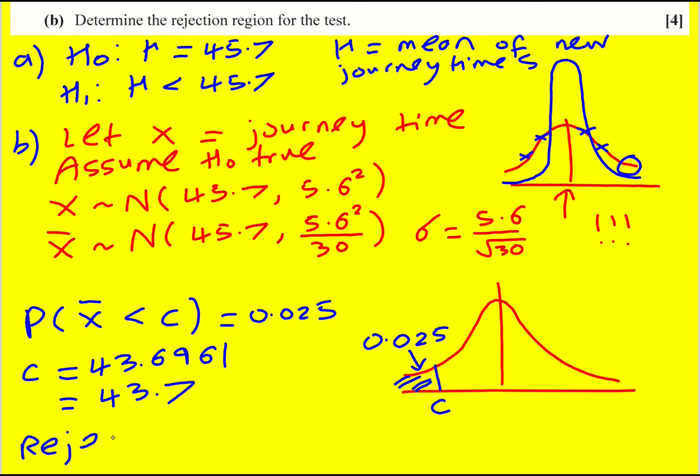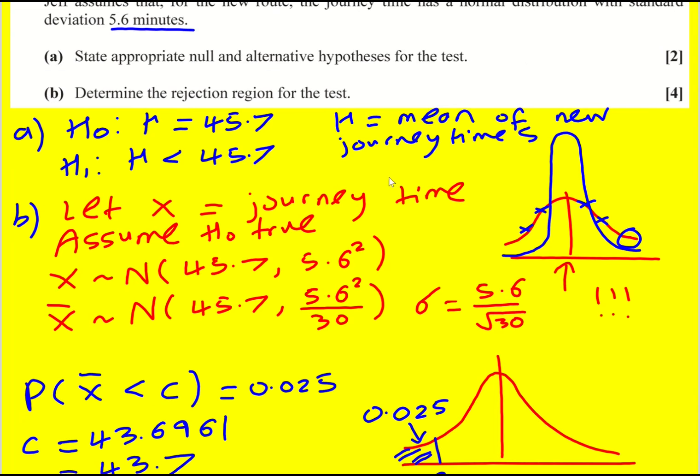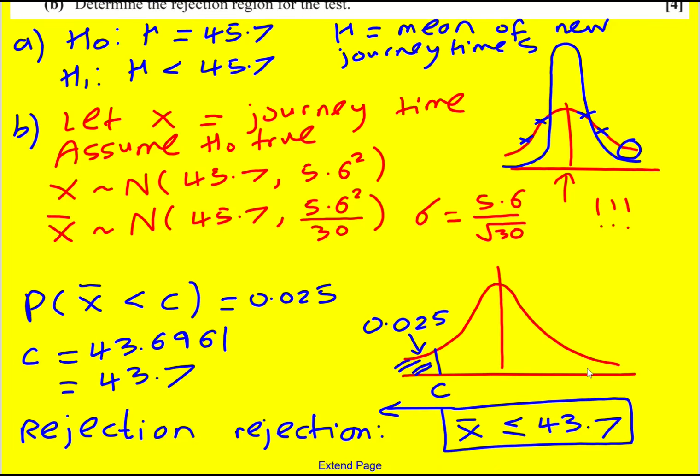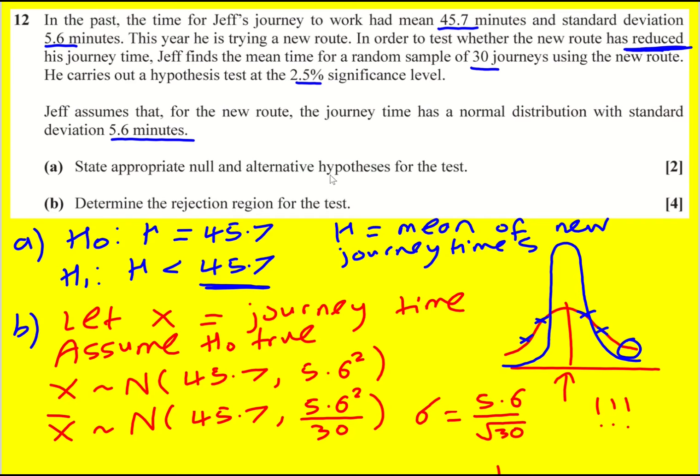The rejection region is then anything, including that, to the left. The rejection region is going to be X bar less than or equal to 43.7. So if Jeff did his 30 journeys and got the average to be 43.5, he would be rejecting H0. There's sufficient evidence to say his journey time has decreased at the 2.5% level. Whereas if you got 44, okay, it's gone down, but it's not statistically significant. We would not reject H0 on that basis and say there's insufficient evidence to say that the new route has reduced his journey time.